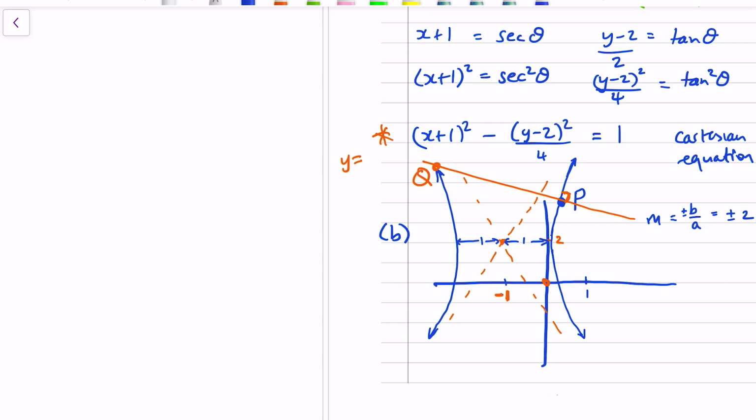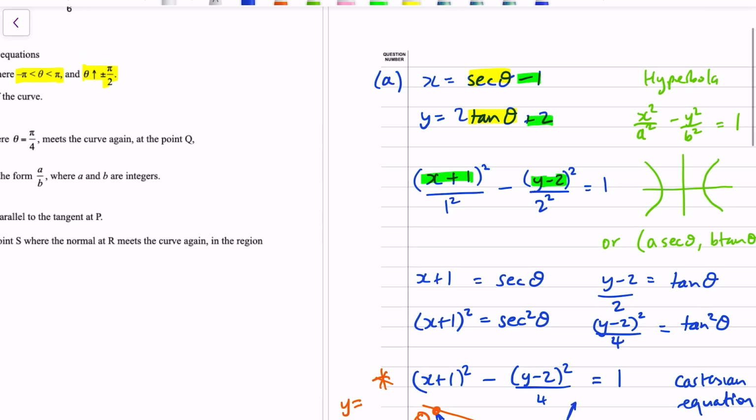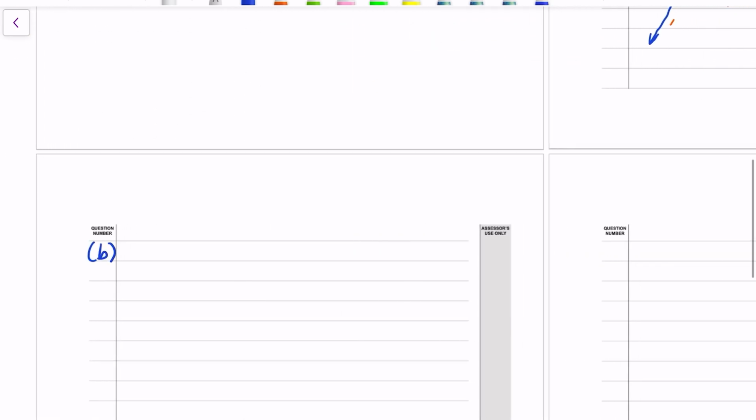To find the equation of the normal, we need to use differentiation to find the gradient. You can use either of the Cartesian or the parametric forms to do that. I'm going to use the parametric because it's nicely set up and I can substitute pi over 4 into it. Okay, so starting again with our equations, sec theta minus 1 and 2 tan theta plus 2.